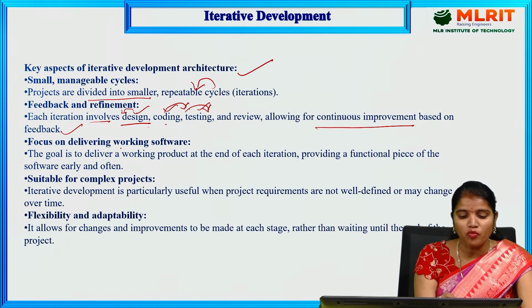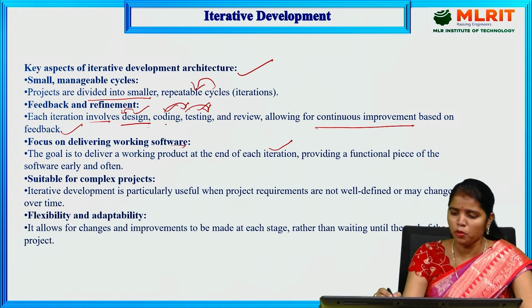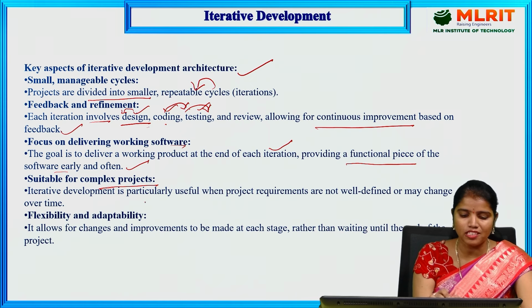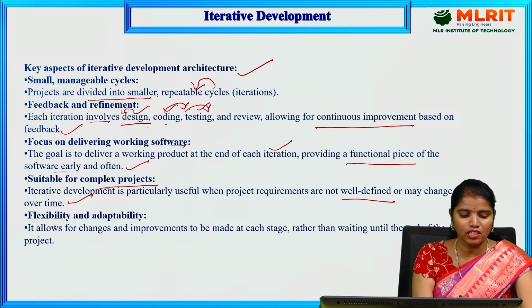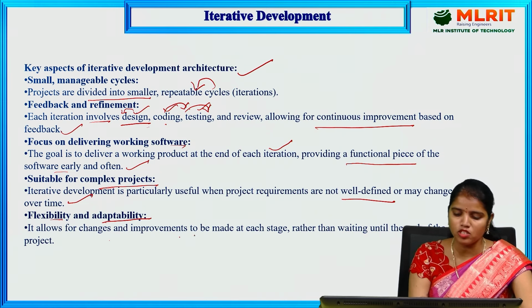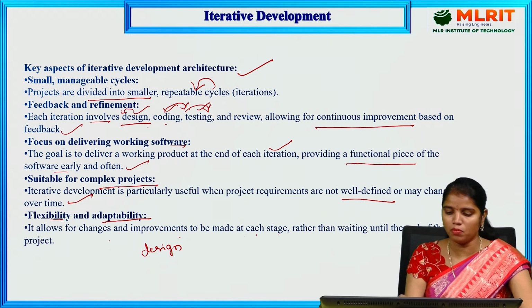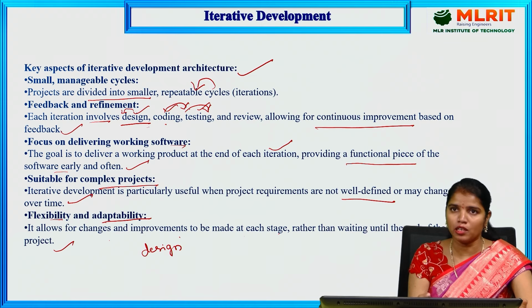This entire process we call the iteration method. Next, it focuses on delivering working software. The goal is to deliver a working product at the end of each iteration, providing a functional piece of the software earlier and often. Next, it is suitable for complex projects. Iterative development is particularly useful when project requirements are not well defined or may change over time. Flexibility and adaptability are also key aspects. It allows for changes and improvements to be made at each stage. As we have discussed, it allows changes in the design phase, coding phase, and testing phase. Continuous changes occur in this iteration method. Rather than waiting until the end of the project, it does not wait till the completion of the project, and it improves the priority itself.